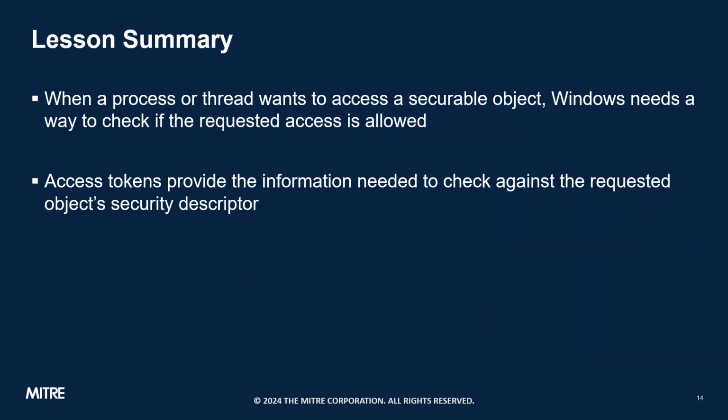We have now reached the end of Lesson 5. In this lesson, we saw how access tokens are used to verify access to secureable objects. By looking at the access check process, we saw that access tokens provide the information needed to check if a process or thread is allowed access, based on the access requested and on the requested object security descriptor.